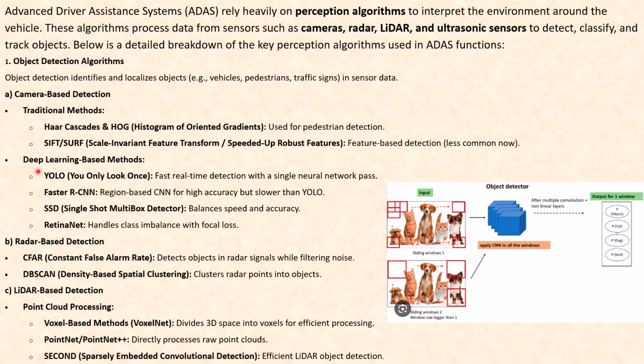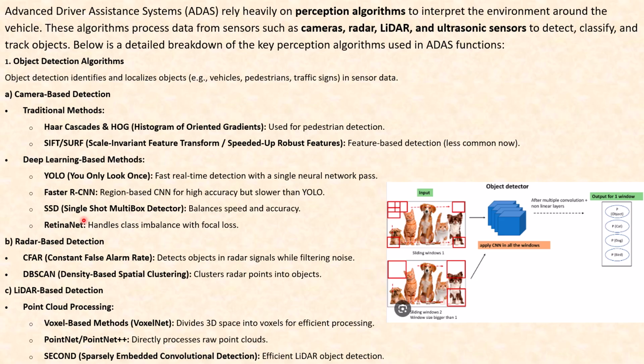Next comes the most important, deep learning based methods. These are the methods through which the detection is happening. One is YOLO. YOLO is a very popular algorithm. YOLO stands for You Only Look Once, for fast real-time detection with a single neural network pass. Next comes Faster RCNN. RCNN stands for region-based convolutional neural network, for high accuracy, but it is slower than YOLO. YOLO is the most popular algorithm because of its rapid detection capability.